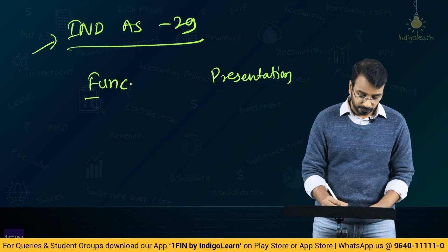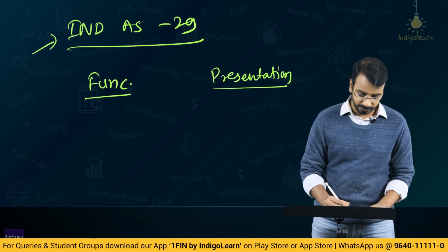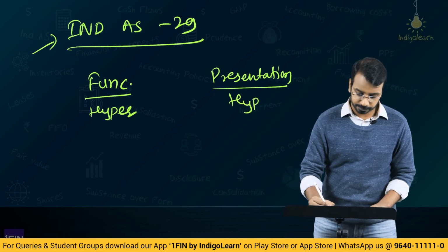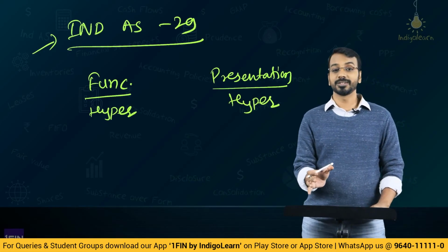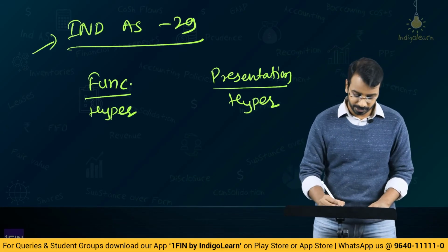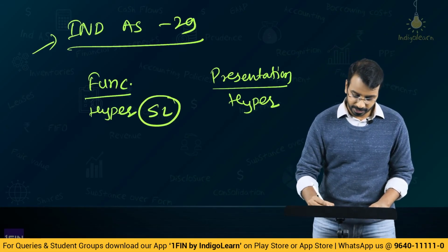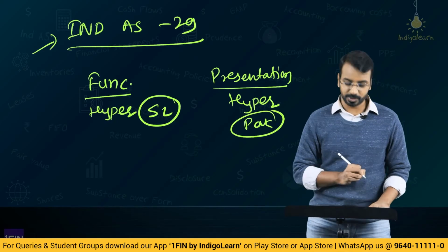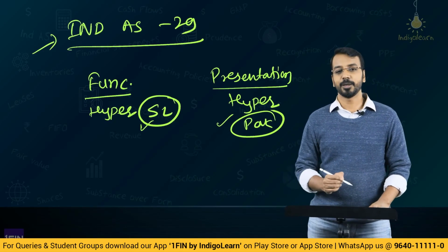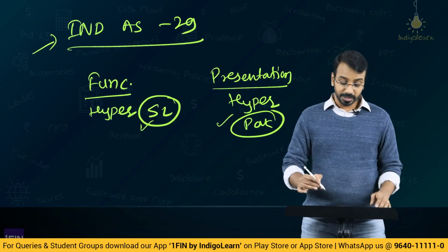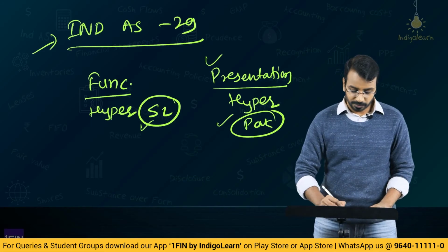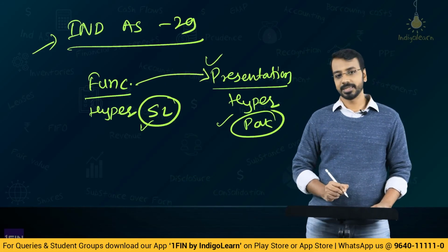But if the functional currency and the presentation currency are both currencies of hyperinflationary economies, they will be different currencies, but both of them are hyperinflationary. For example, you have Sri Lanka here and Pakistan here, just as an example. You have Sri Lanka hyperinflationary and Pakistan hyperinflationary. Now, if the presentation currency is the Pakistani rupee, what do you have to do? You have to translate from functional to presentation.